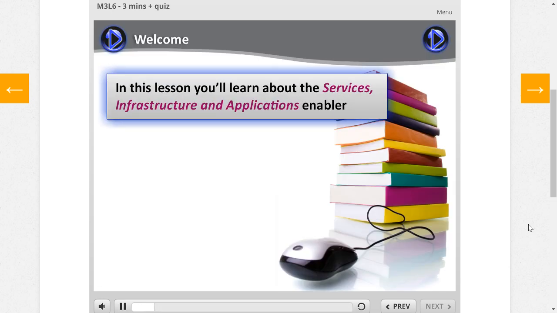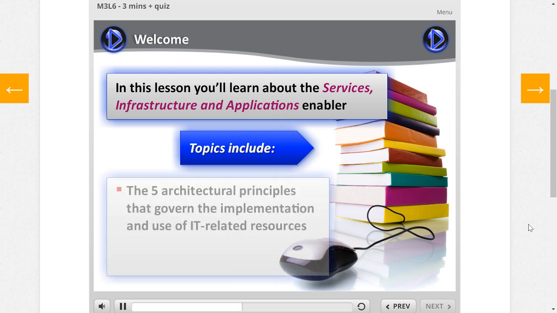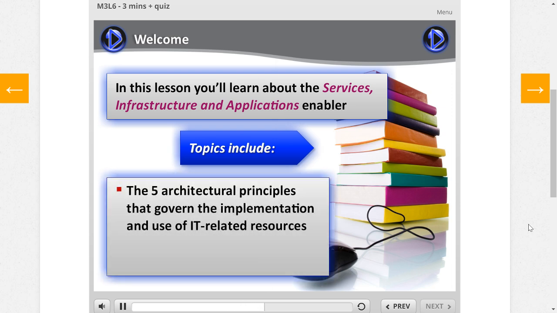Welcome to Module 3, Lesson 6, where you'll learn about the Services, Infrastructure, and Applications Enabler. In this lesson, we'll study the 5 architectural principles that govern the implementation and use of IT-related resources, and the relationship of the enabler with other enablers.